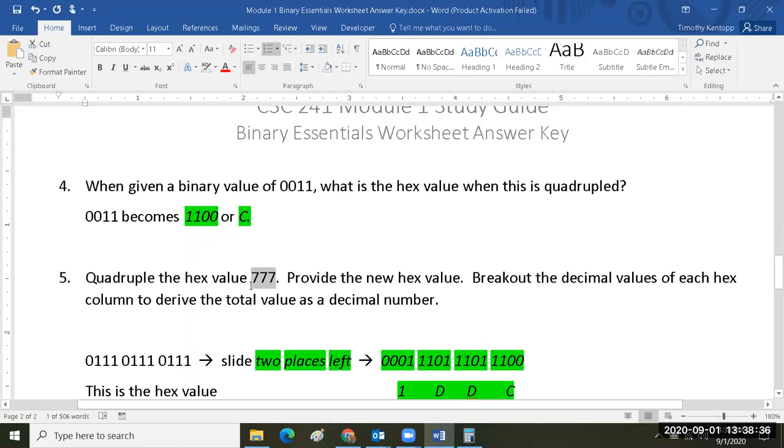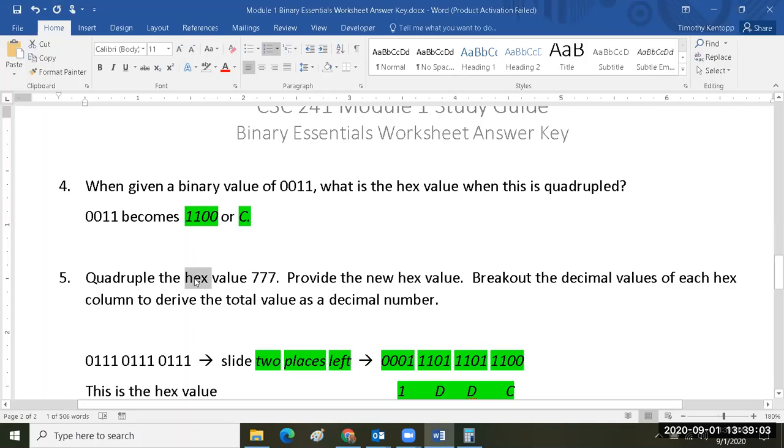As a decimal number, it's 7 100s plus 7 10s plus 7 1s. Our mind puts all that together. We read that intuitively as 777. 7 1s, 7 10s, and 7 100s, or quite literally, 7 times 1, 7 times 10, and 7 times 100. That's what we do with decimal numbers.